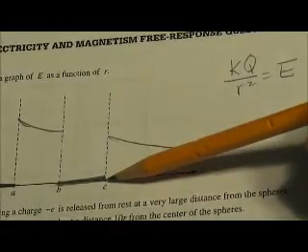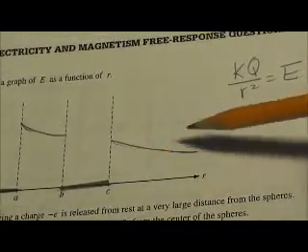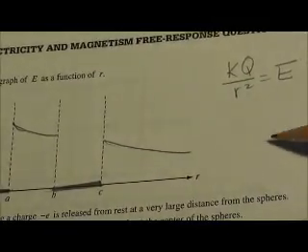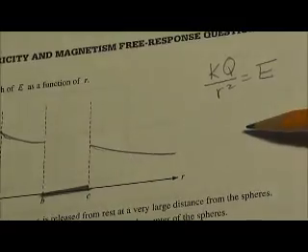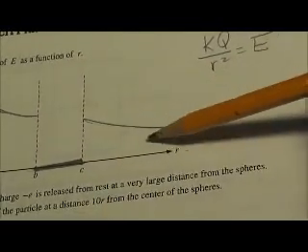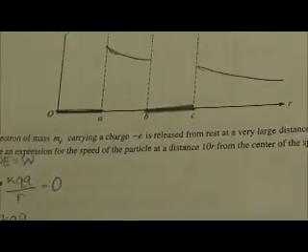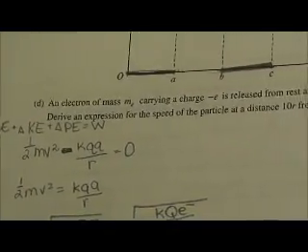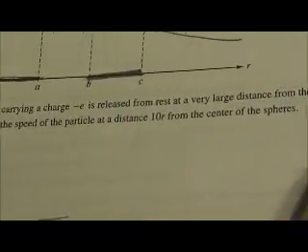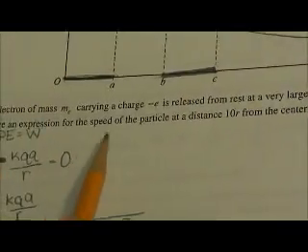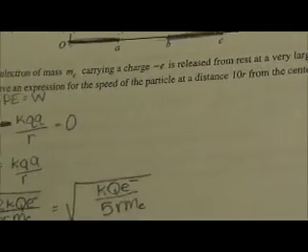And then B to C, we're once again inside of a conductor, so this is 0 again. And then from C onto basically infinity, the field is going to be going concave down as it will eventually become asymptotic to 0. Part D, an electron of mass m_e carrying a charge negative e is released from rest at a very large distance from the spheres. Derive an expression for the speed of the particle at a distance 10r from the center of the spheres.